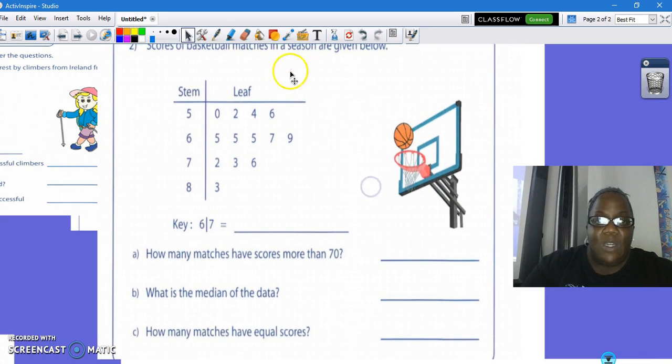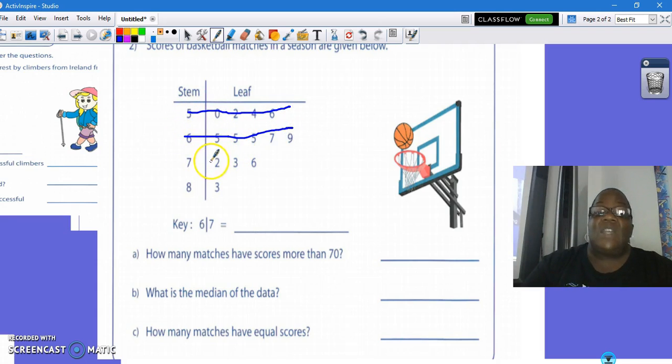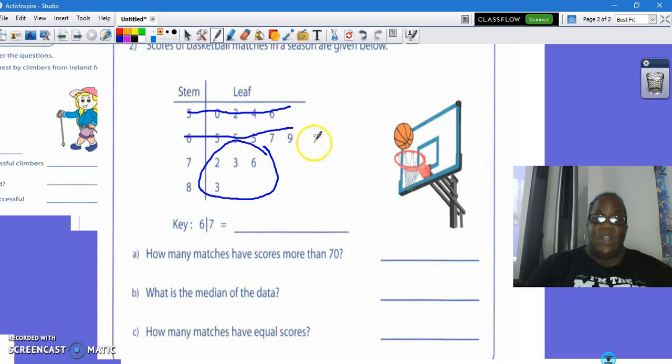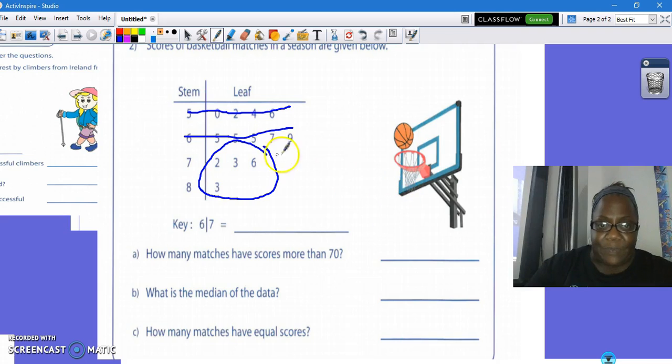We have a good range of numbers. Okay, how many matches have scores more than 70? All right, anything in the 50s is below 70. 60s is below 70. 72 is good, and then 80s is good. So we can count these. Remember, each leaf stands for an item. In this case, each leaf stands for a score. So how many scores do we have that are above 70? 1, 2, 3, 4.